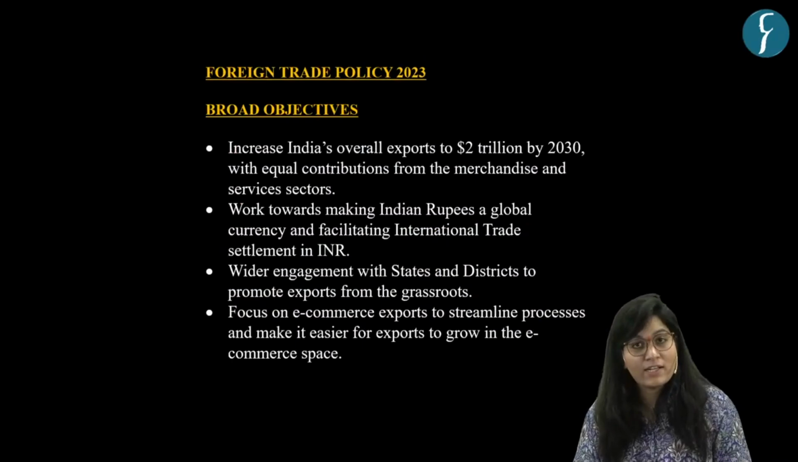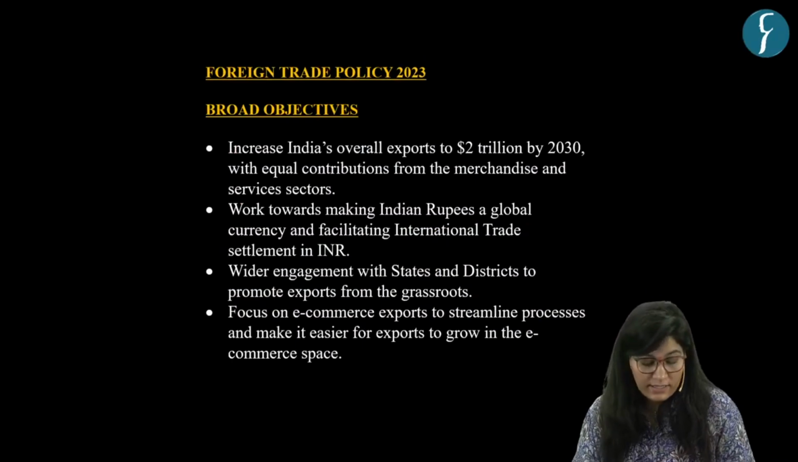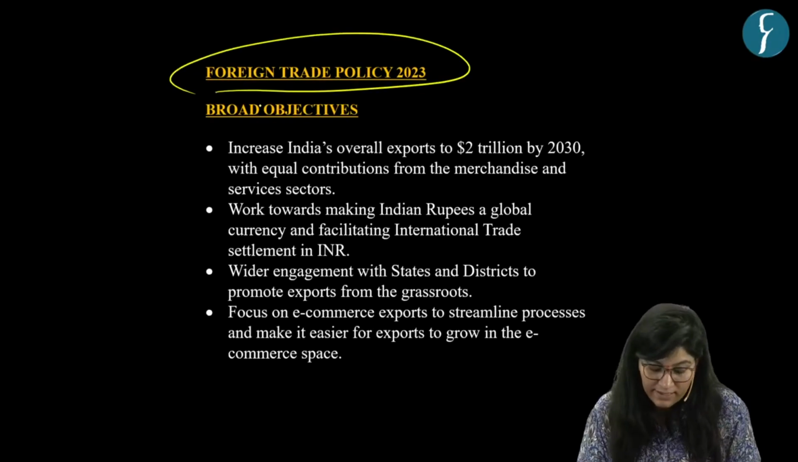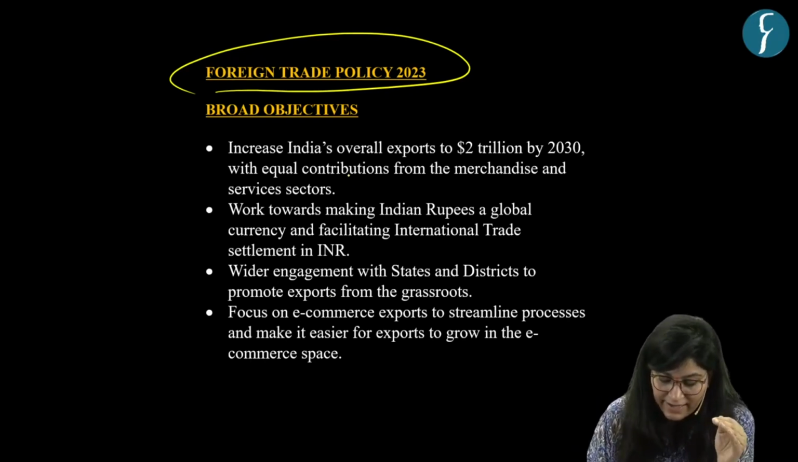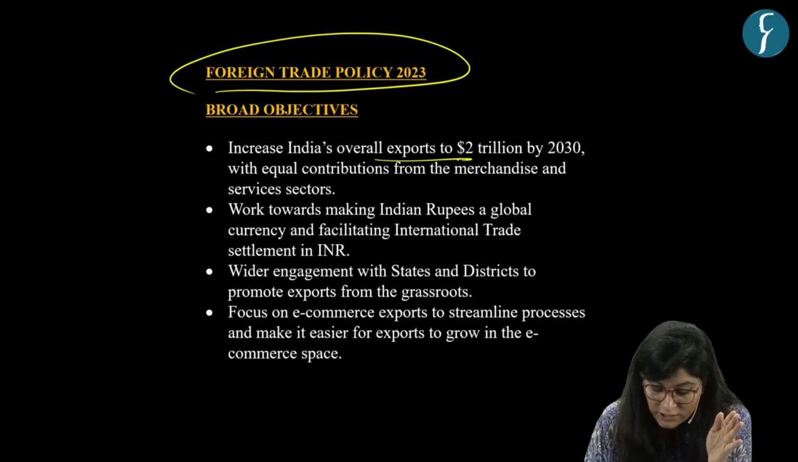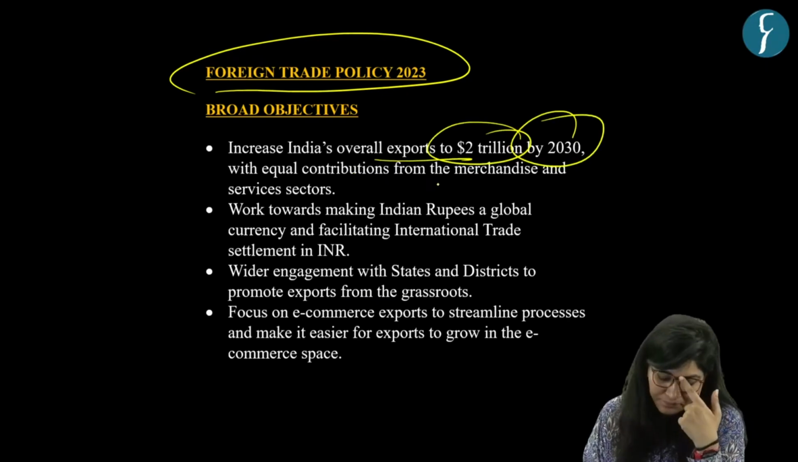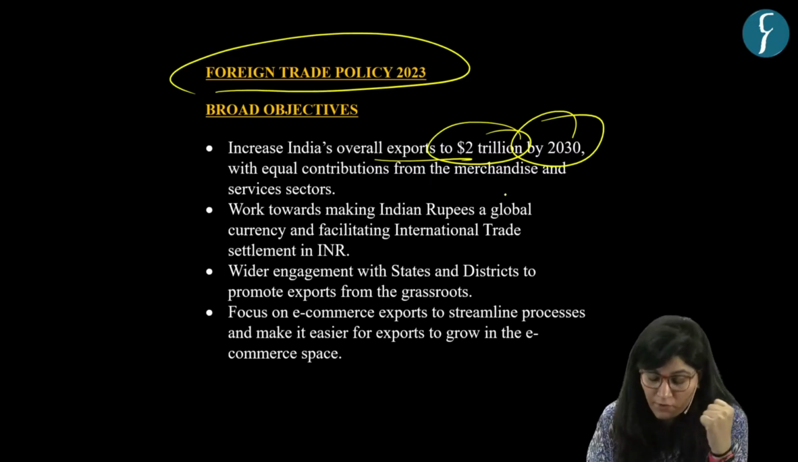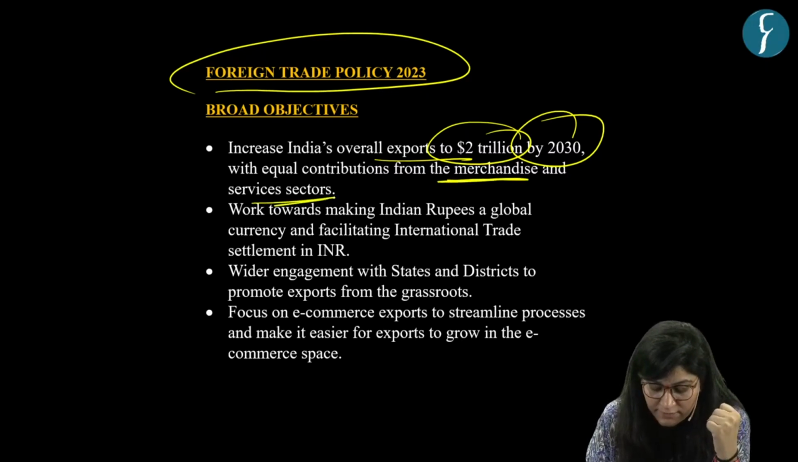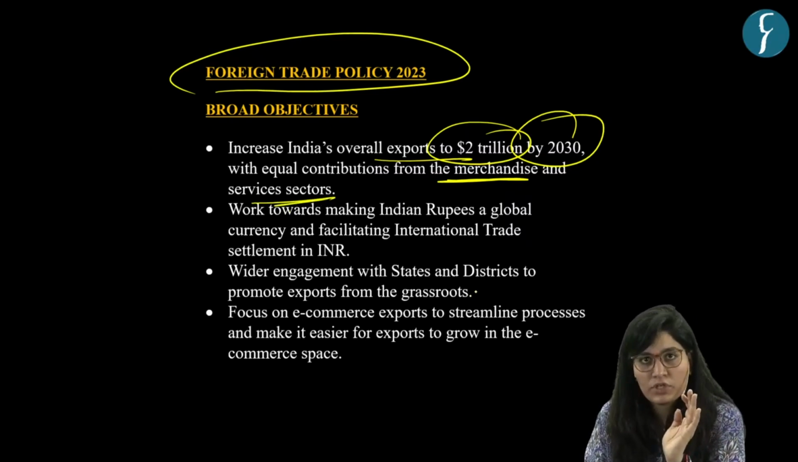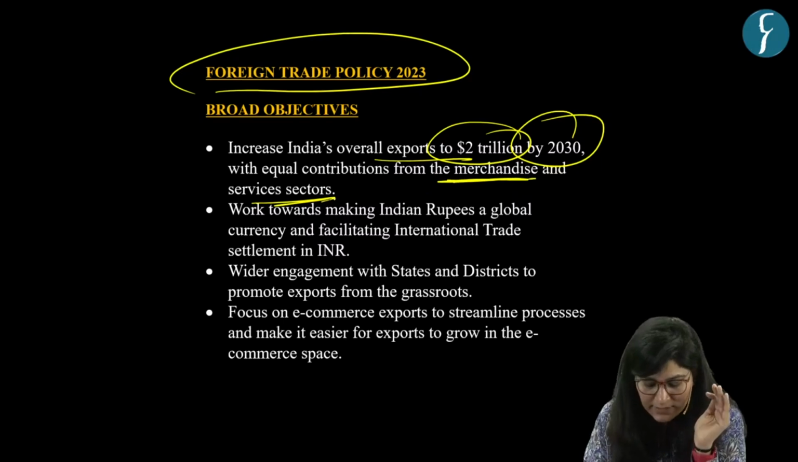So in the line of this, India came up with Foreign Trade Policy 2023, and its broad objectives are to increase India's overall exports to $1 trillion by 2030, with equal contribution from merchandise and service sectors. So here they have given equal proportion or importance to merchandise and service sector.